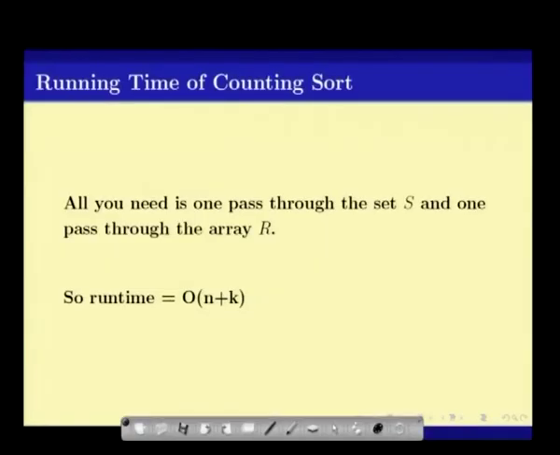Now, what is the running time of this algorithm? All we did was that we did one pass through S, stored it in the array R, and then we did one more pass through R, and accordingly outputted the elements in S. So, all total we have required something like 2n plus k, or in other words it is order n plus k number of steps, and order n plus k is of course much smaller than n log n if k is small.